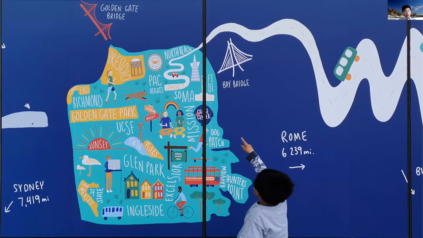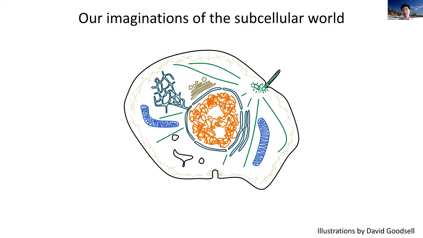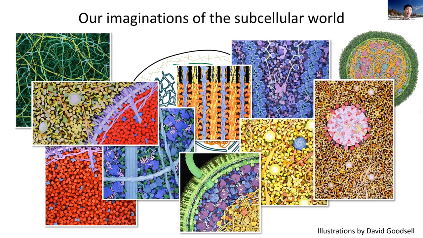To get the world map for the Earth and to get the map for the cell, there's a lot of similarity. To get the map of the cell, there's also a lot of challenge, because things are so small and there are just too many things in there. So far, a lot of our understanding of how things are arranged and organized in the cell has relied on our imagination. These are really pretty illustrations from David Goodsell. It is always my dream to turn those beautiful pictures into real photos and real data.